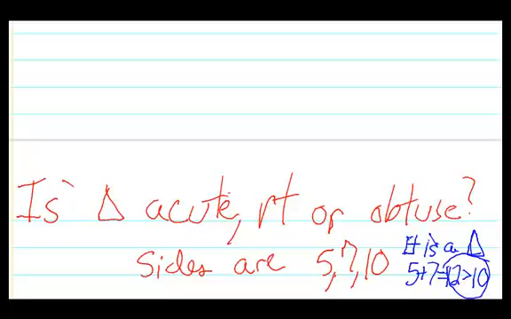So to check it, take the 2 smallest lengths, add them up, and make sure it's greater than the largest length. So 5 plus 7 is 12. Sure enough, that sum of 12 is greater than the longest side of 10. So we have a triangle.